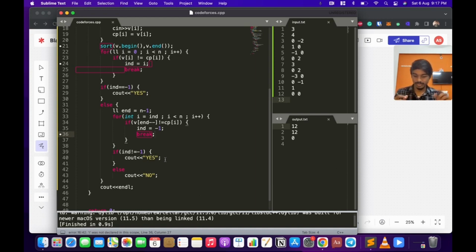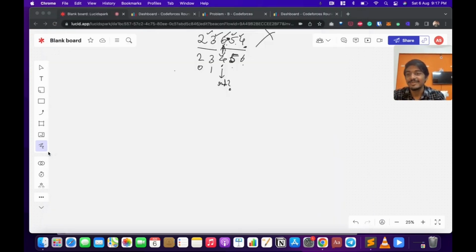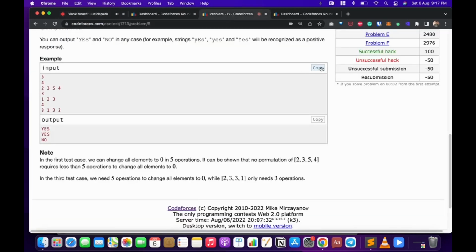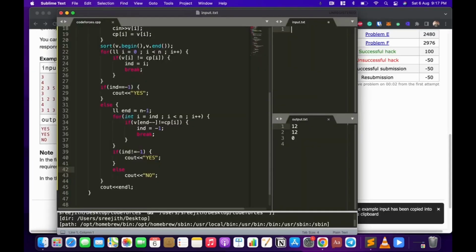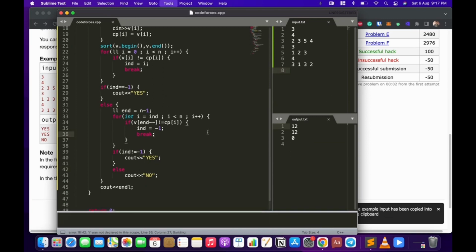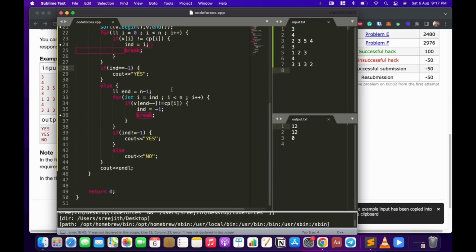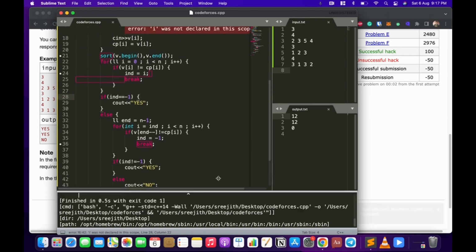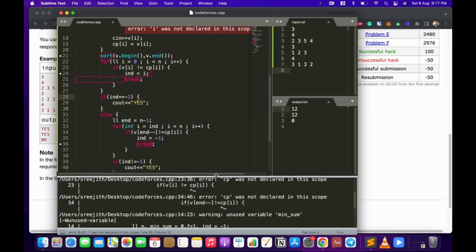4 5 6 7. I think this should work. Every time I'm telling the same thing, this should work, but if it does not, I can't do anything. Some issue, man. F equal to 1.